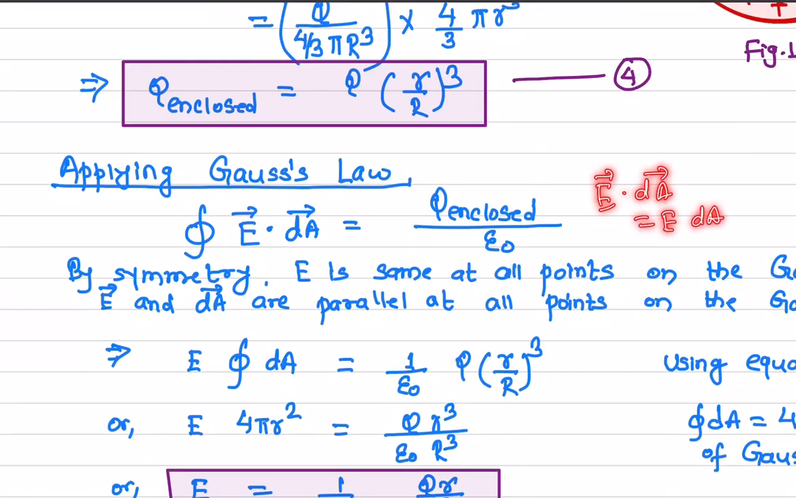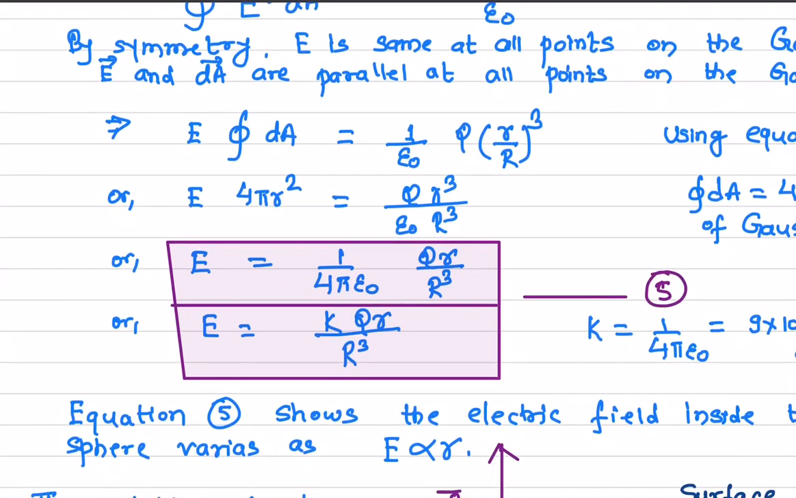So E vector dot dA vector is E times dA times cosine theta, and cosine theta is 1 since theta is 0, so it is simply E times dA. Here dA is the area of the Gaussian surface, which is 4 pi r squared. The charge enclosed is this much, so we plug it into this equation: Q over R cubed times the enclosed volume, and then 1 over epsilon naught. Now if we simplify this equation, we get this result.